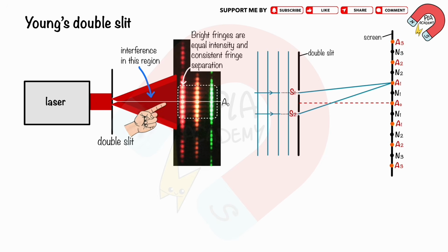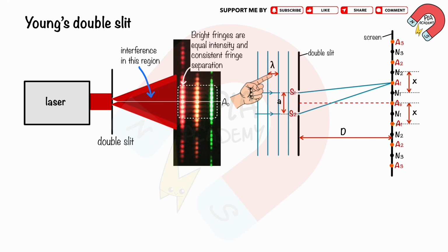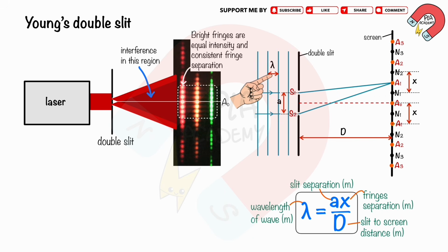The double slit experiment can be used to determine the wavelength, lambda of light. The following three quantities have to be measured. Slit separation, A in meters. Fringe separation, X in meters. This is the distance between the centers of adjacent bright, or dark, fringes. Slit to screen distance, D in meters. The formula for calculating the wavelength is lambda equals AX divided by D.